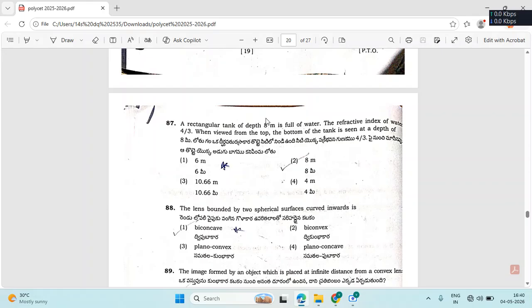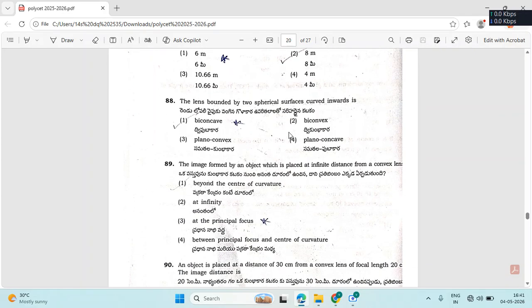A rectangular tank of depth 8 meters is full of water. The refractive index of water is 4 by 3. When viewed from top, the bottom of the tank is seen at a depth of 6 meters, 8 meters, 10.66 meters, 4 meters. The correct option is 1 and the answer is 6 meters. The lens bounded by two spherical surfaces curved inwards is biconcave, biconvex, plano-convex, plano-concave. The correct option is 1 and the answer is biconcave.